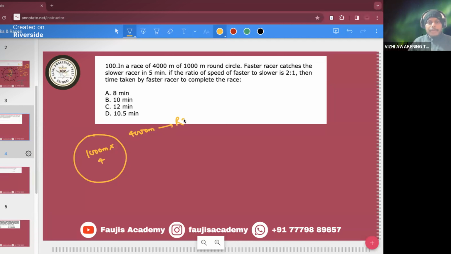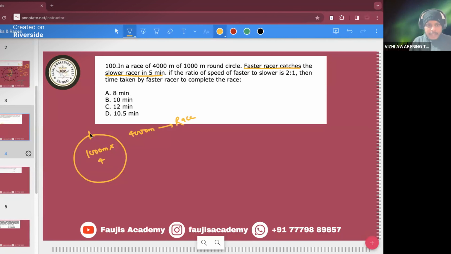Anybody, any problem up till now? Faster racer catches the slower racer in 5 minutes. So let's say this is the starting point. What do we exactly mean by faster racer catching the slower racer in 5 minutes? I mean, will it go and grab the other person by collar? No. The faster racer will overtake the slower racer in 5 minutes.